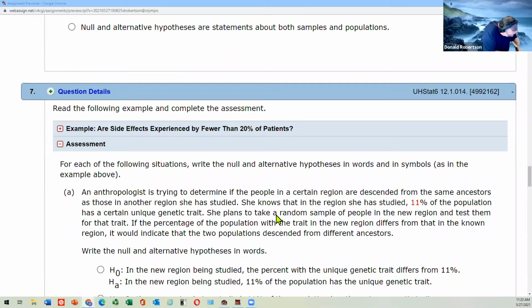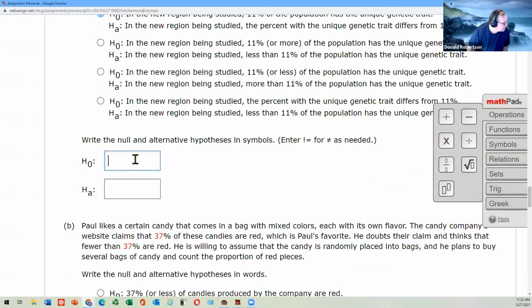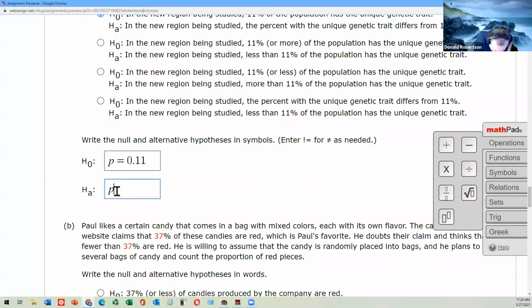Have a look at my answers. Okay. H note, in the region being studied, 11% of the population has a unique trait. In the new region being studied, the percentage of unique genetic traits differs from 11. So we're doing: it's 11 or it's not 11. So that would be p equals 11. And this would be p not equal to 11.